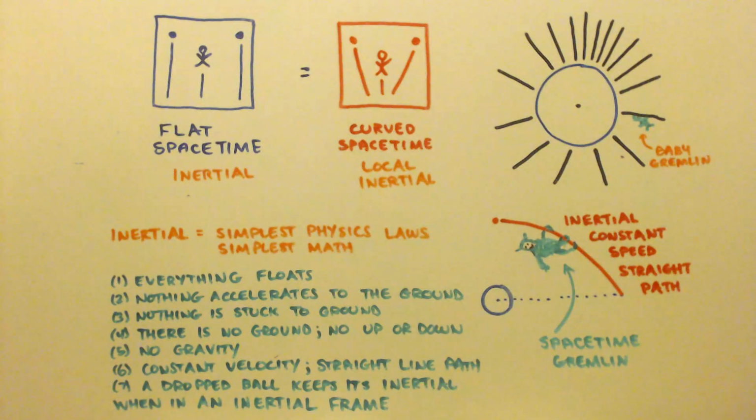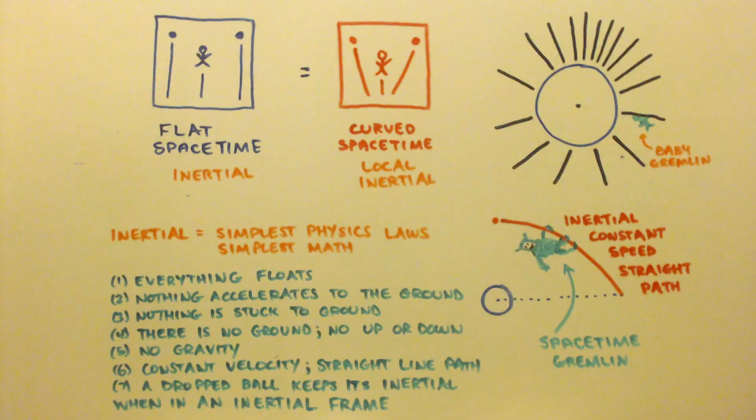An inertial frame is defined as a frame that has the simplest physics laws and the simplest math. All inertial frames have the same physics laws. So that means they all have the simplest physics laws. If one has the simplest physics laws, they all have them, right?